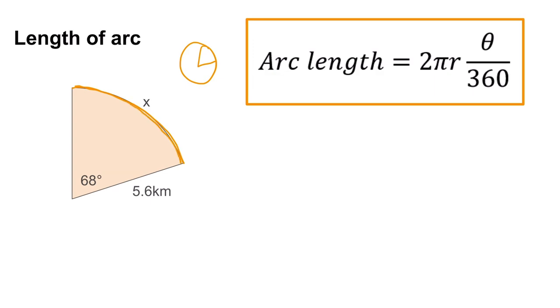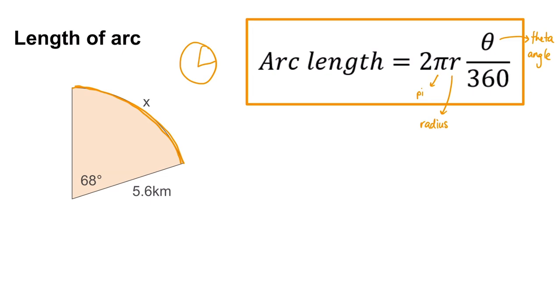In our rule, to find the arc length, we're going to do 2 times pi. We're going to use the pi button on our calculator, and we're going to need the radius, r is for the radius, times this fraction. On the top of the fraction is the Greek symbol theta, which represents our angle. And then we've got 360 on the bottom of the fraction.